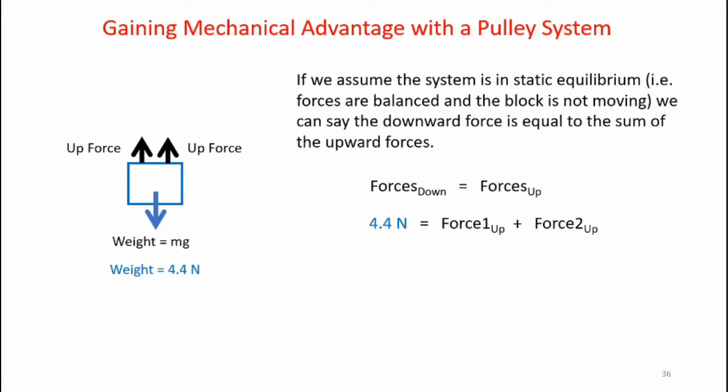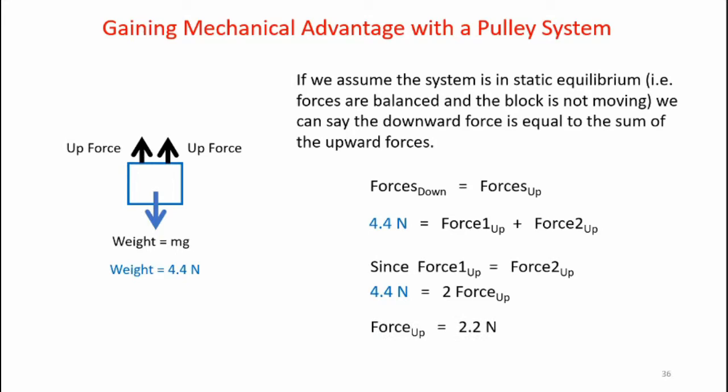We know that the weight of the test block is 4.4 newtons, so that's equal to force 1 up and force 2 up. Now, since force 1 is equal to force 2, we can rewrite the equation to say 4.4 newtons is equal to 2 times force up. And so the force up becomes 2.2 newtons.